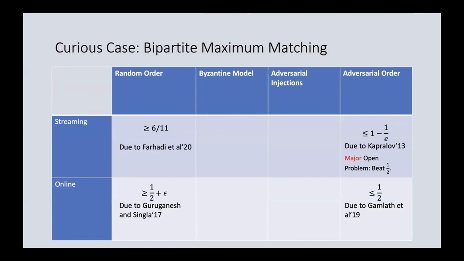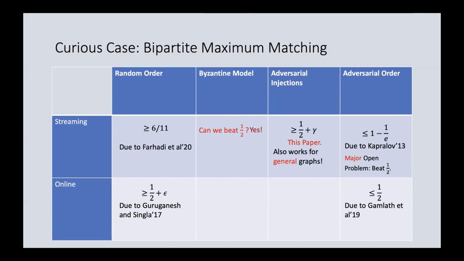For the adversarial order, due to a very recent result of Kamlat and others, we know that we cannot beat half in the online setting. And in fact, it's a major open problem to beat half in the streaming setting for adversarial order. In this paper, we are able to beat half in adversarial injections for the streaming setting. What do you think the answer to this question is? Can you beat half?